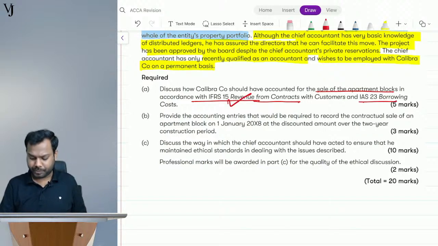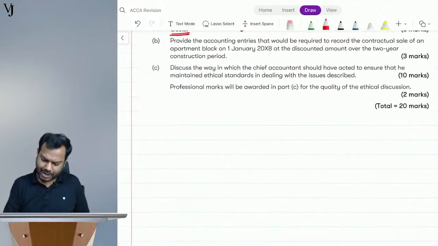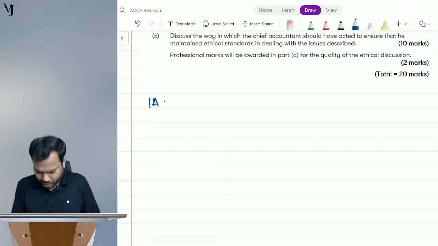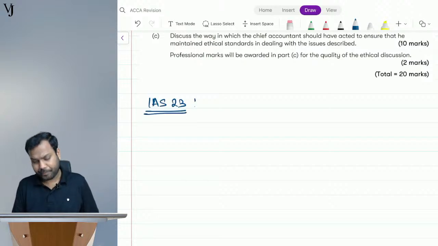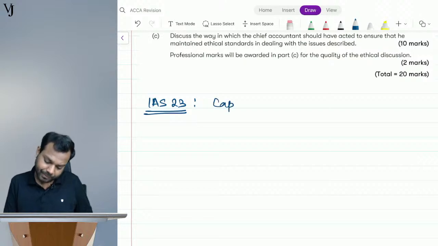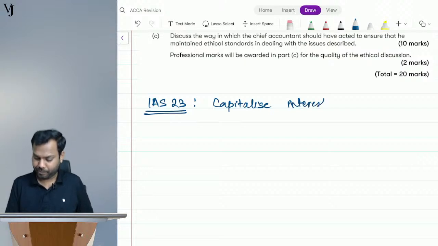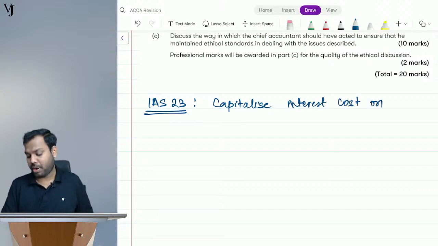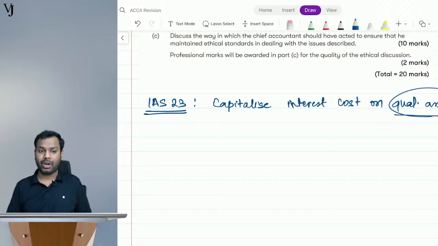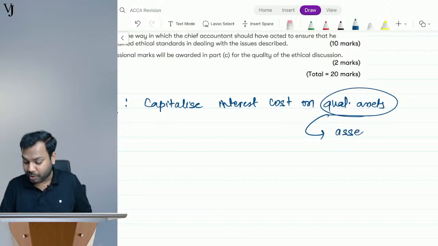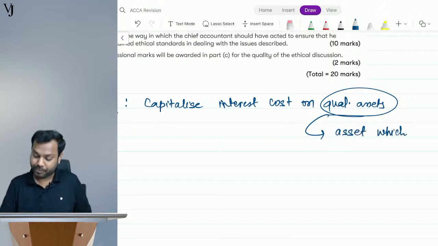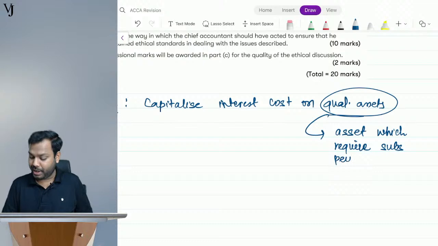Now comes to borrowing costs. What does IAS 23 on borrowing cost say? It says to capitalize interest costs on qualifying assets. And what are qualifying assets? Qualifying assets are assets which require a substantial period of time to develop.